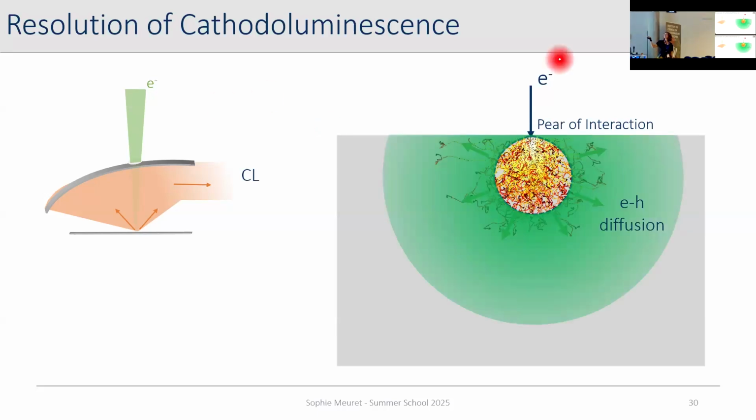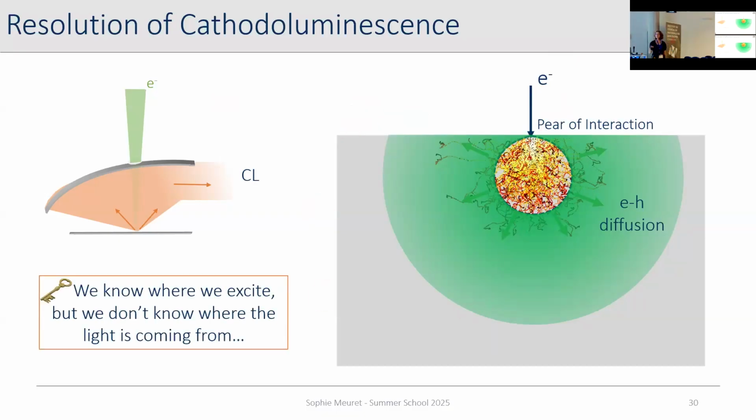So you actually have electron hole pair diffusion. Basically, if you send your electron here, you have no idea where the light is coming from. And that's a very important part. We know where we excite, but we don't know where the light is coming from. So if you do a single spectrum, you send your electron at a single point and look at the light that you collected, you have no idea where it's coming from. You cannot say, oh, this is this specific position.